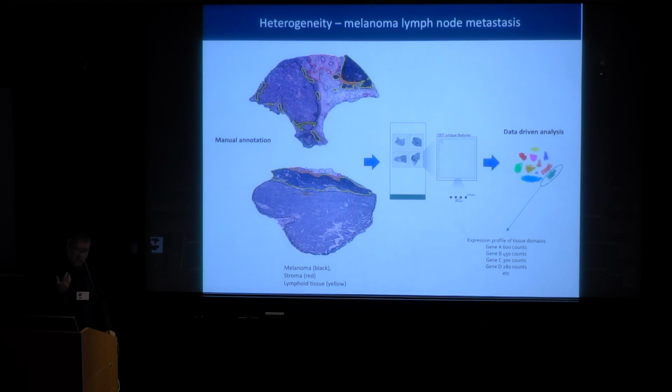So this is really what we work with. This is an H&E stain. The pathologist is annotating this as tumor, this is lymphoid tissue, and this is stroma. And this is then stroma and lymphoid tissue as well here. We put these onto the arrays, and we do some data-driven analysis, now generating clusters that share the same gene transcript profile per spot or tissue domain.